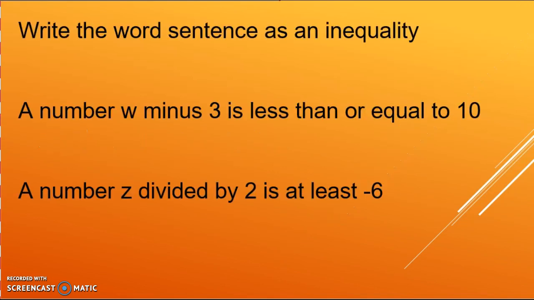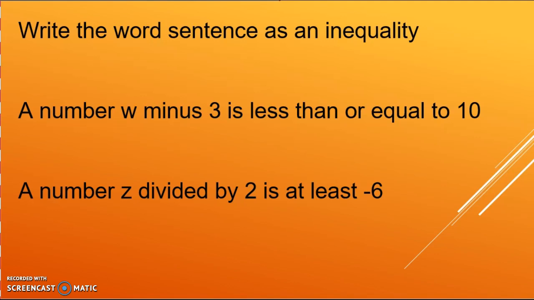Let's start here. This one says to write the word sentence as an inequality. When we're doing this, we want to make sure we do a couple of things. First of all, it's important that we circle or underline the important parts of each sentence. So first, we have w minus 3 is less than or equal to 10.